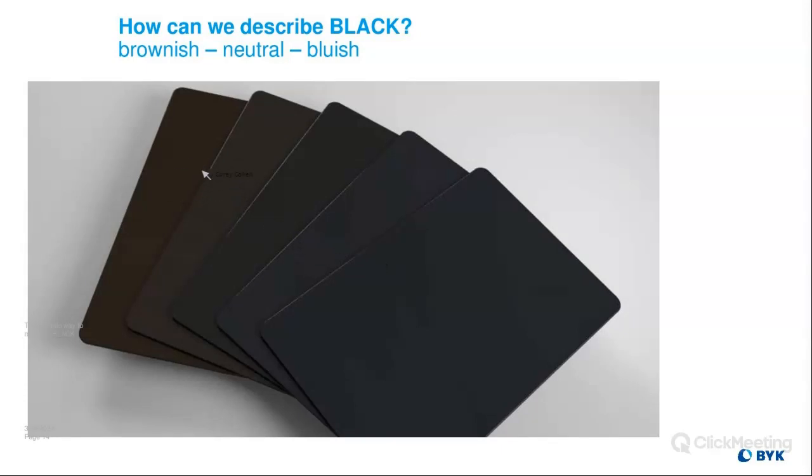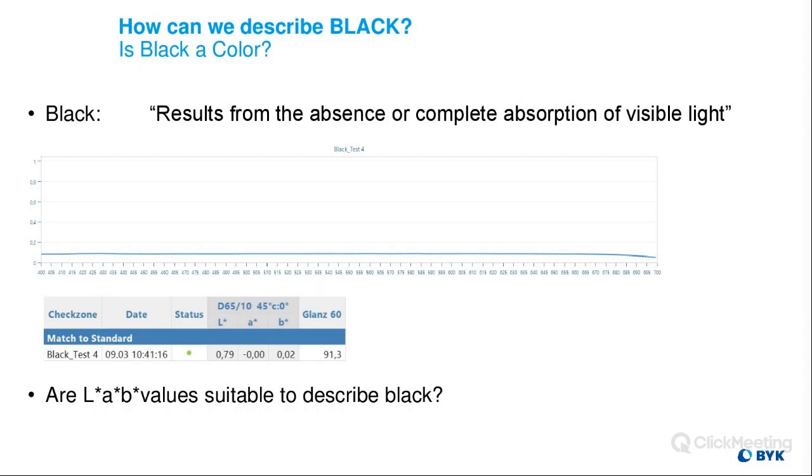So this one on the left appears to have a brownish or reddish sort of hue. And a couple of the ones over on the right appear a little bit bluer. So blacks can be lighter, darker, bluer, brownish, and we want to be able to measure that. So as mentioned, black results from the absence or complete absorption of visible light.